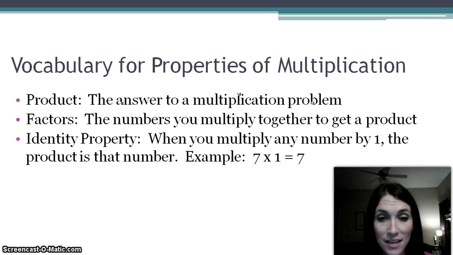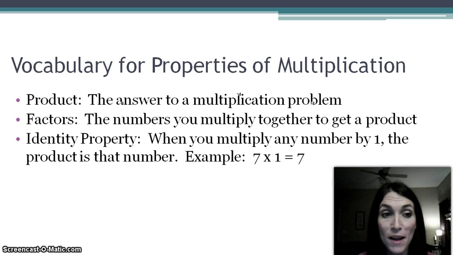Identity property. When you multiply any number by 1, the product is that number. For example, 7 times 1 equals 7. That wasn't too hard, right? You know that anytime you multiply a number times 1, you get that original number. And the title for that is just the identity property. Take a moment to pause to write down these vocabulary. Please press play when you're ready to start again.